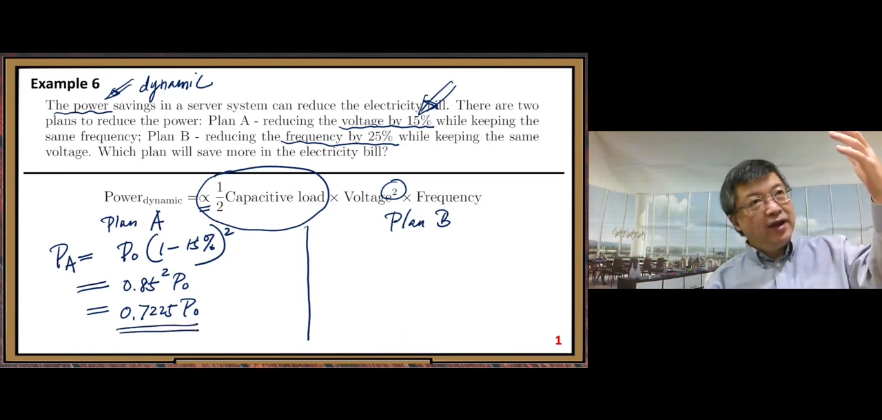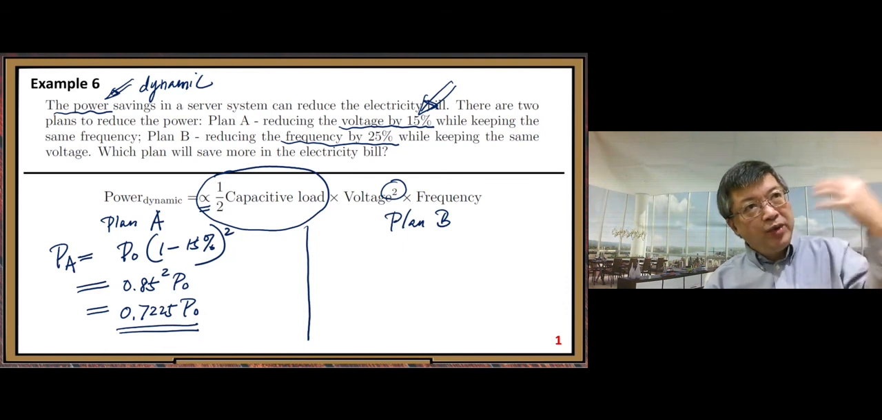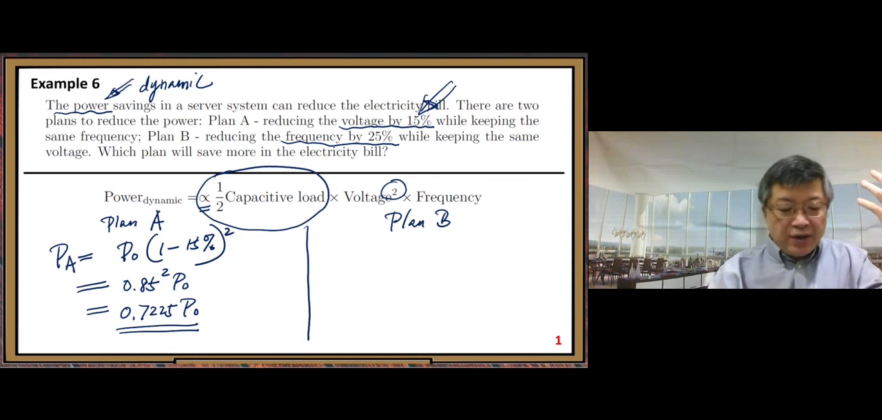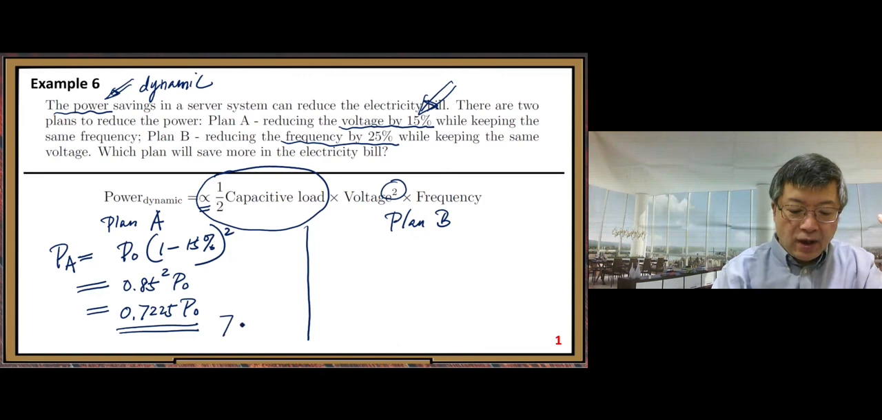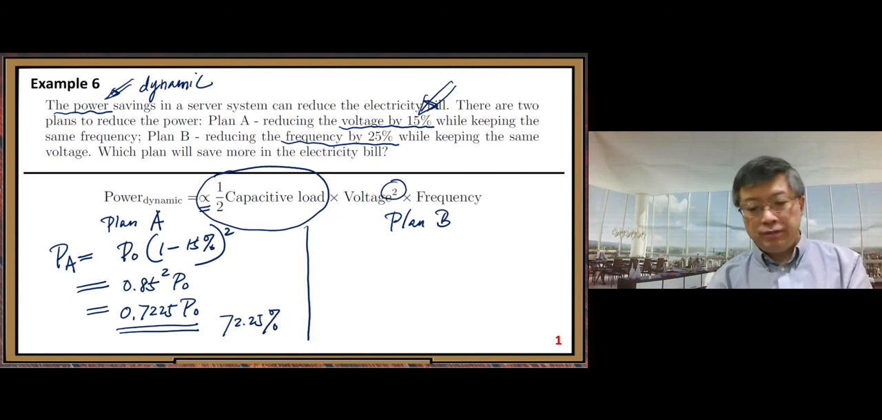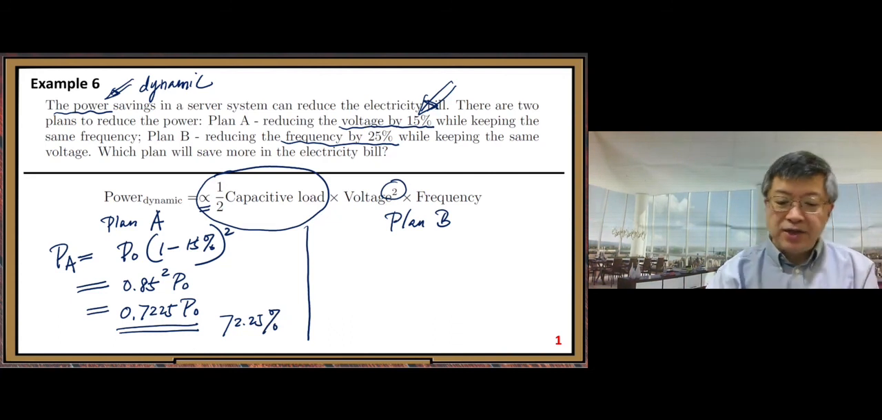With this plan, the dynamic power will be reduced to 72.25% of the original number. All right. So now let's go to plan B.